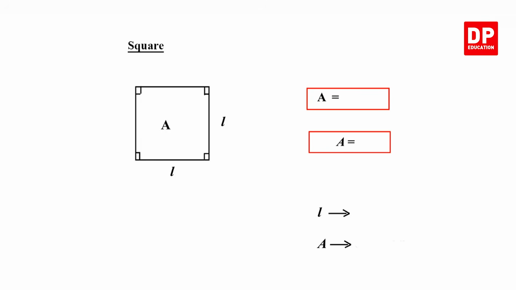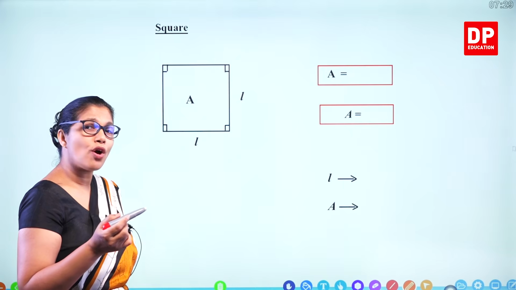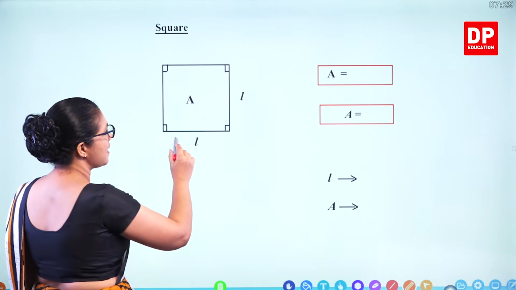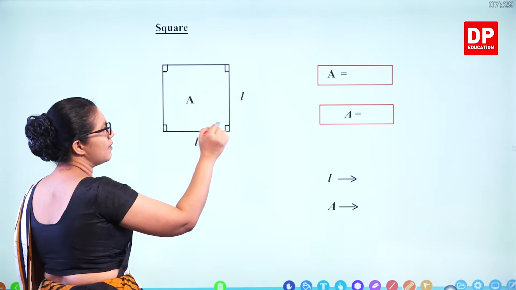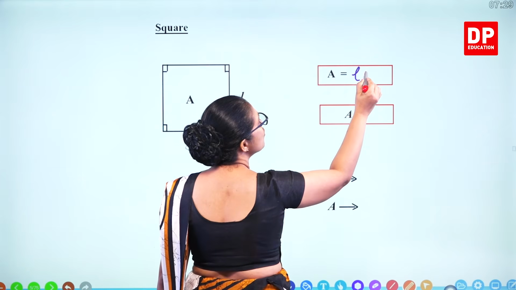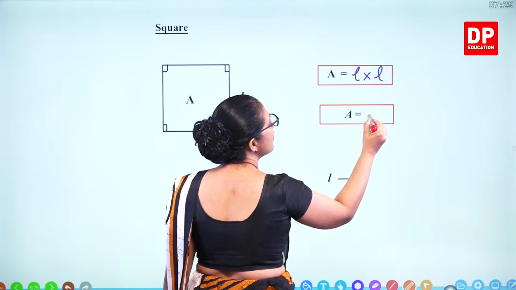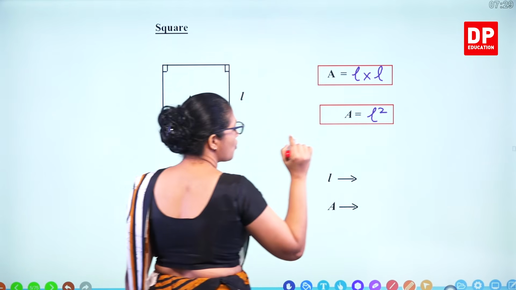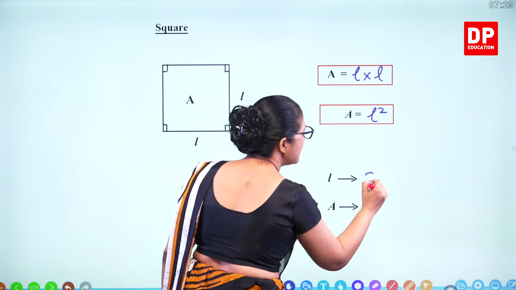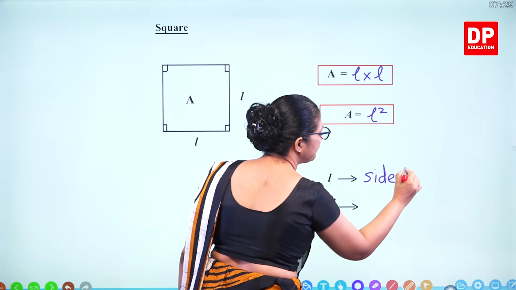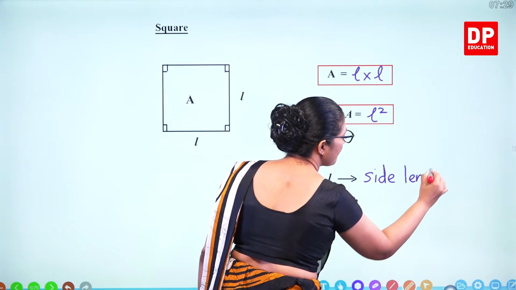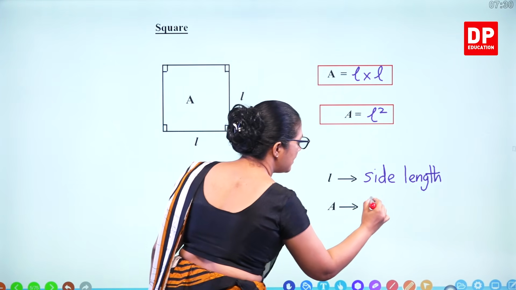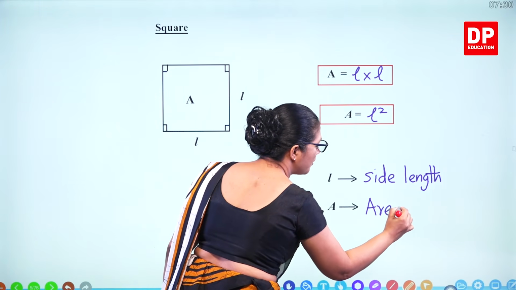Now we'll look at area of a square. Square means all sides are equal. If the side length is L, what's the area? Length into length, or you can write L squared. So L is the side length, and A is the area of the square.